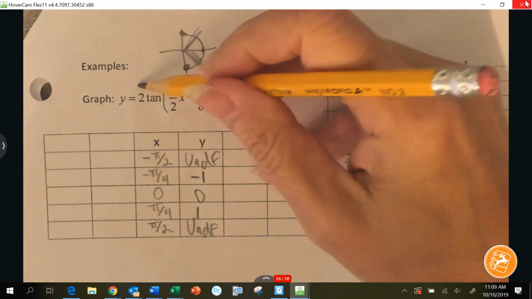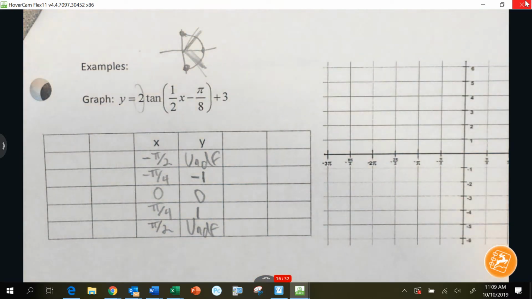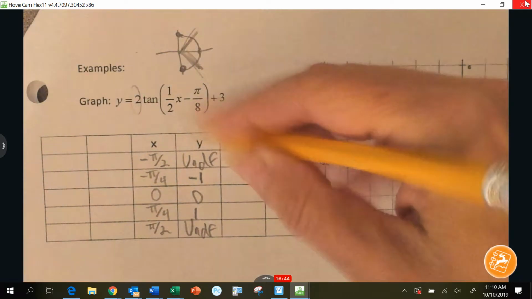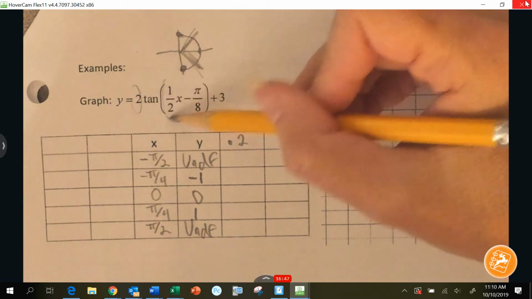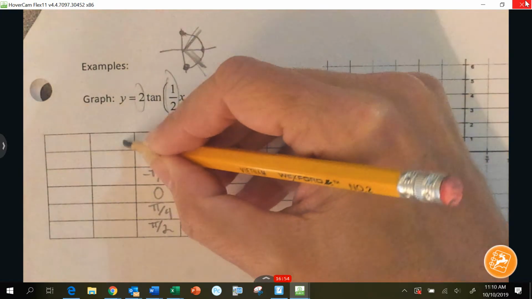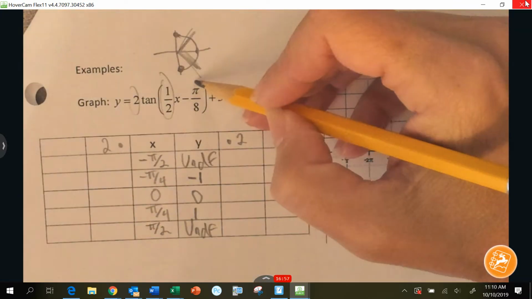What's that 2 out front tell me to do? Vertical stretch, that's what's going to happen. What's it tell me to do with the table? What multiply what by 2? The y values, yeah. So we take our y values, multiply by 2. I'll do that in a moment. What's the 1/2 tell me to do? X values by 2. We have to flip it. We're going to multiply our x values by 2.